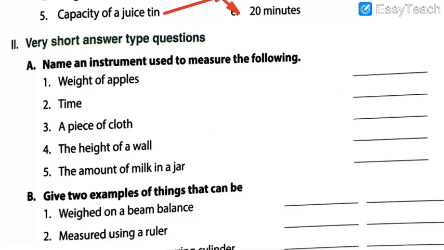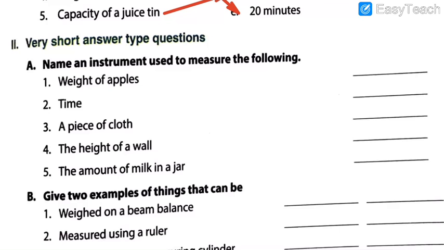I will give you 3 to 4 seconds. I will count 4, till then you will have to think about the answer. So weight of apples. Okay. 1, 2, 3 and 4. Did you get the answer? How will you measure the weight of an apple?